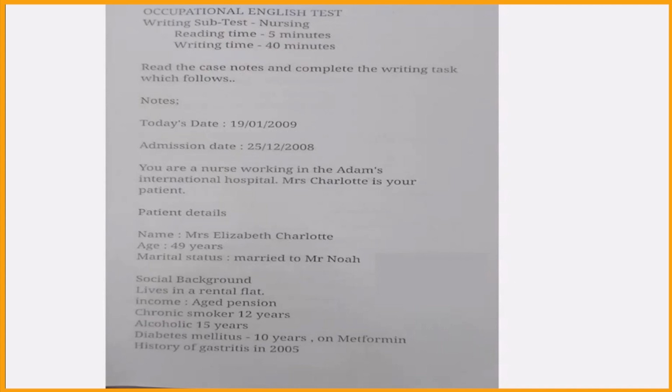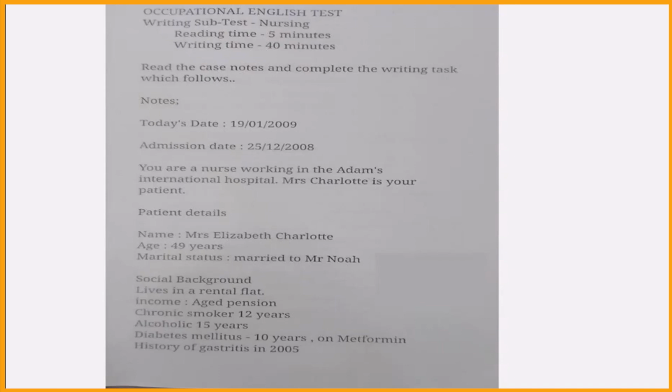I'll just explain once again. Beginning the letter, when you read the letter, you must always have the reader in mind. Whom are we writing to? We're writing to a GP, isn't it? So you should always have that GP in mind and then select the information that is required. Today's date is 19/1/2009, which means that is the day when we are writing the letter, isn't it? Admission means the date when the patient was admitted to the hospital.